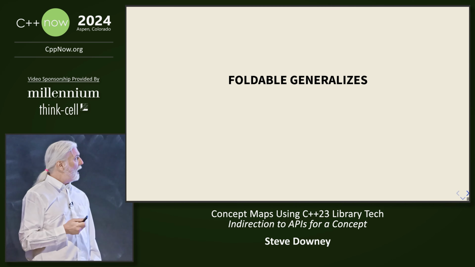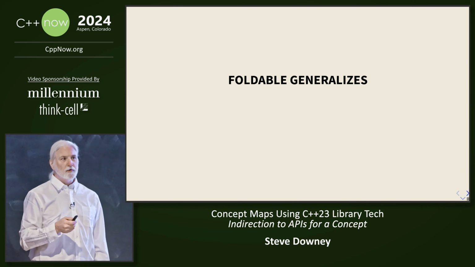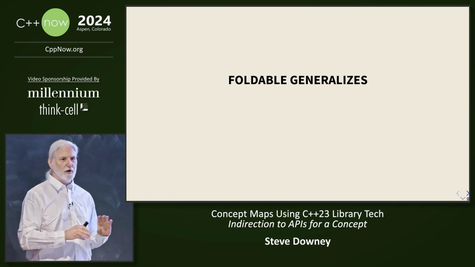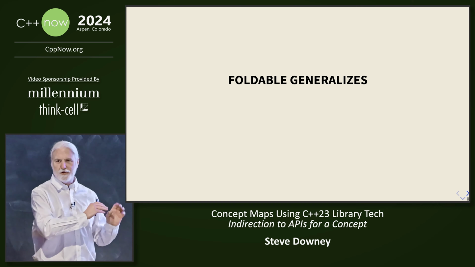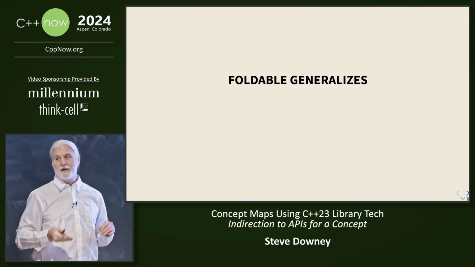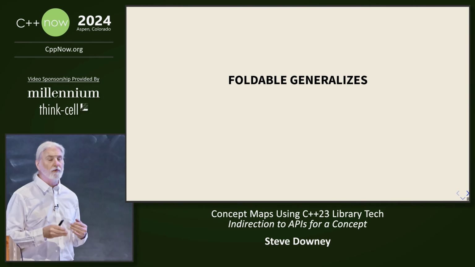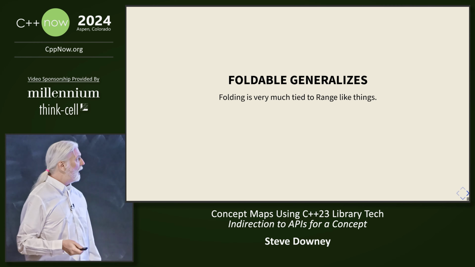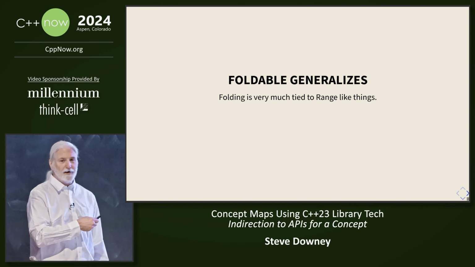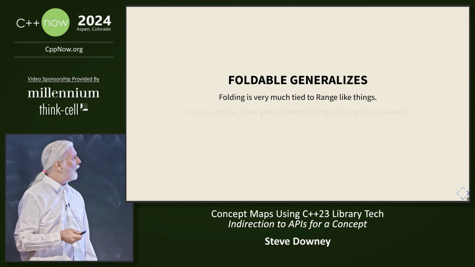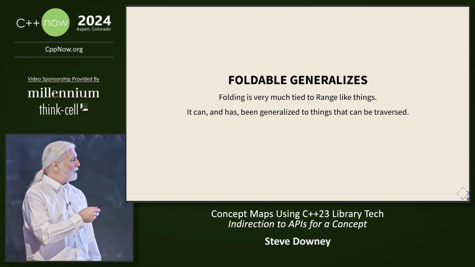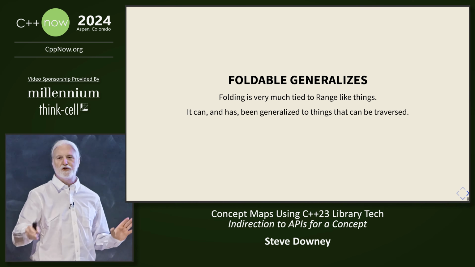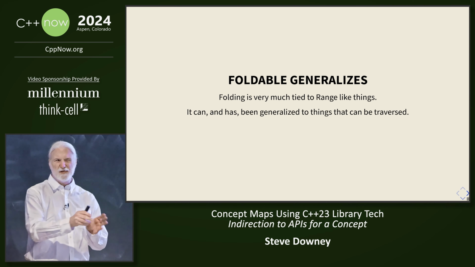Sequences are basic foldable, and we usually think about applying monoids to ranges and folding them up. You can generalize that to trees and get some very useful pieces of machinery out of that. Folding is very much tied into range-like things, but it can be generalized to things that are more just traversable and not necessarily specifically foldable.